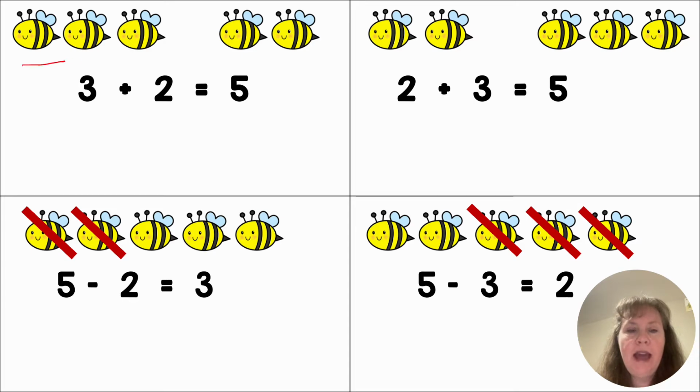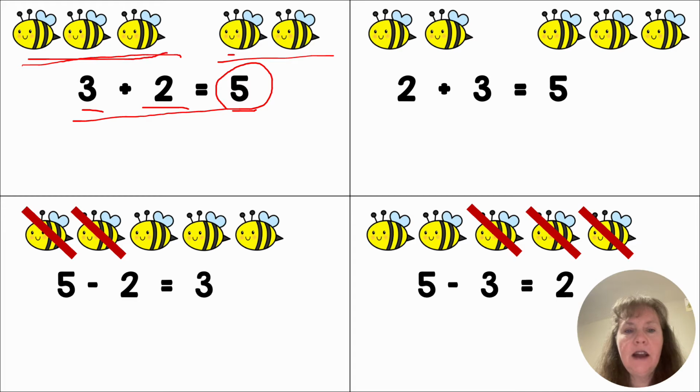So here we have 3 bees and 2 bees, and together we get 5. So there's our three numbers. We have 3, 2, and 5. So we can see our 3 bees, our 2 bees, and all together, if we count them, 1, 2, 3, 4, 5, then we get 5 in our answer.